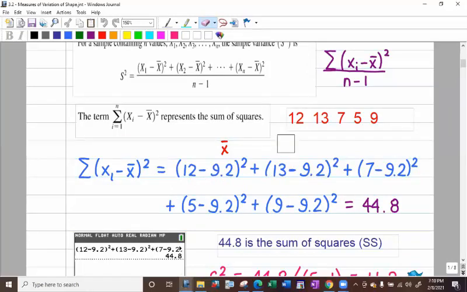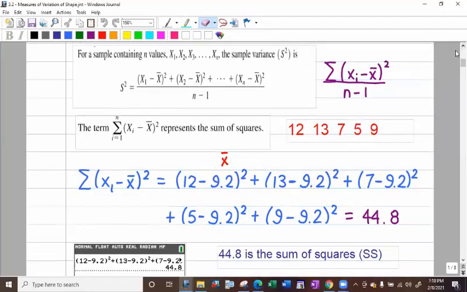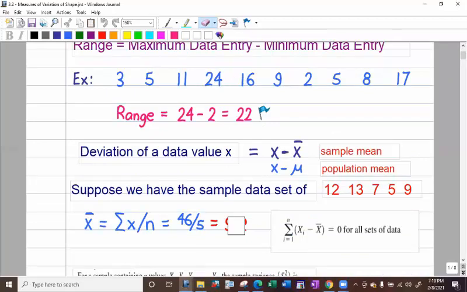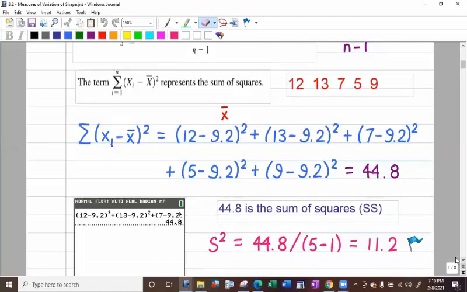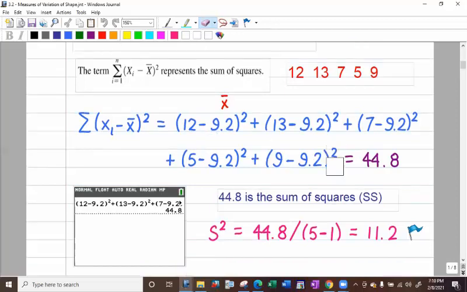We take each number and the mean, from the same data set that's right up here. 9.2 is the mean. So I'm taking each number: 12 minus 9.2 squared, 13 minus 9.2 squared, and so on, adding those up. I didn't calculate those individually because I just strung them all together in the calculator. I don't care specifically about each individual term, but the total of them matters. So I did that, and I got 44.8.